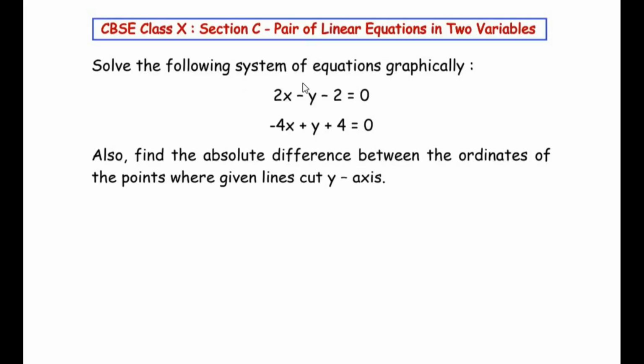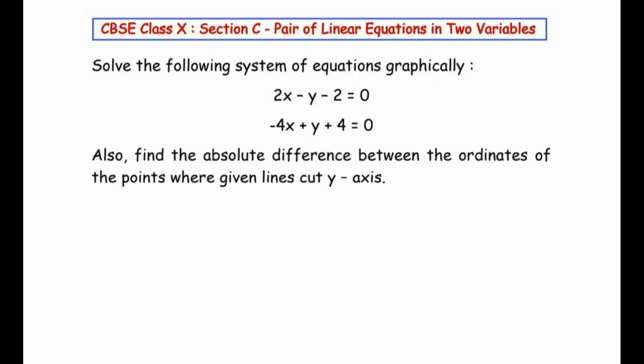Solve the following system of equations graphically. 2x minus y minus 2 equal to 0. Minus 4x plus y plus 4 equal to 0. Also, find the absolute difference between the ordinates of the points where the given lines cut the y-axis. So let us try to understand the question first. Here we have been given two equations and we need to solve them graphically.